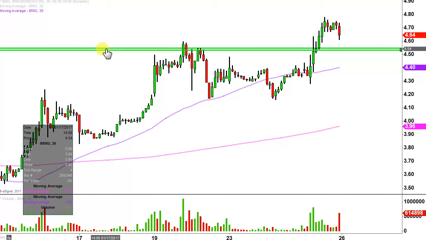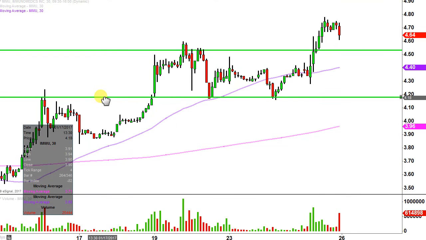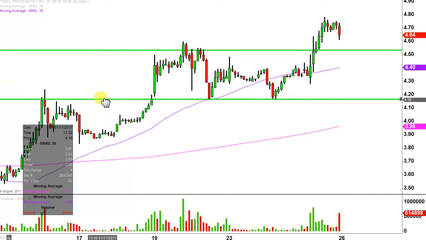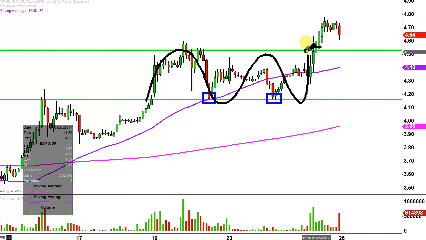Next key overall area of support would be the bottom of this previous channel right here that the price broke out of today, and that sits right there at $4.15. You can see a couple different instances right there where the bears try to press down through it, but the bulls said, no, that's not going to happen. And like I said, going into today, the price had been kind of trapped in this channel pattern right here, but today was the key breakout.